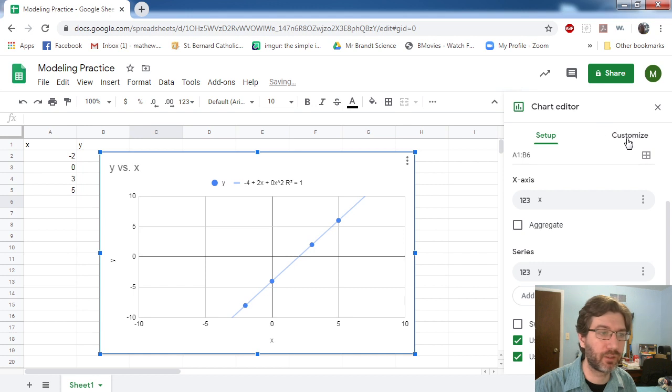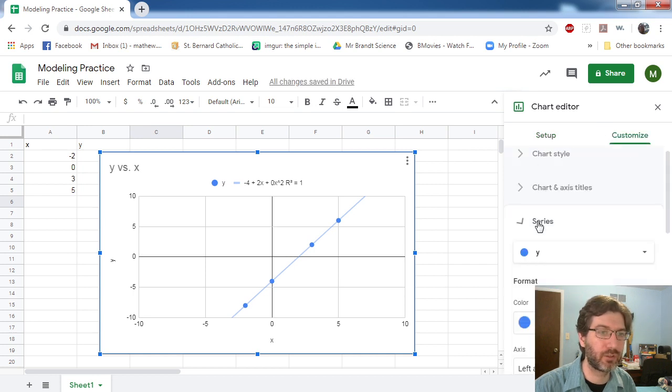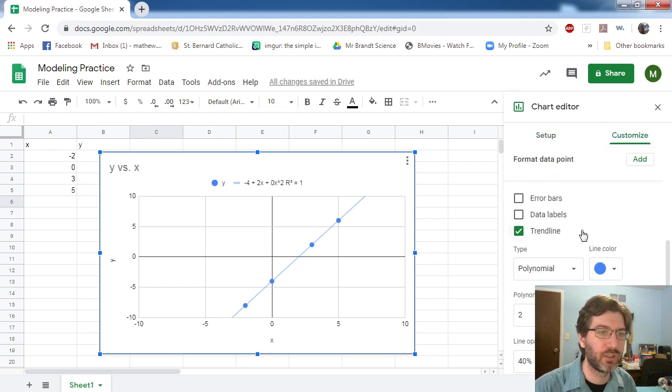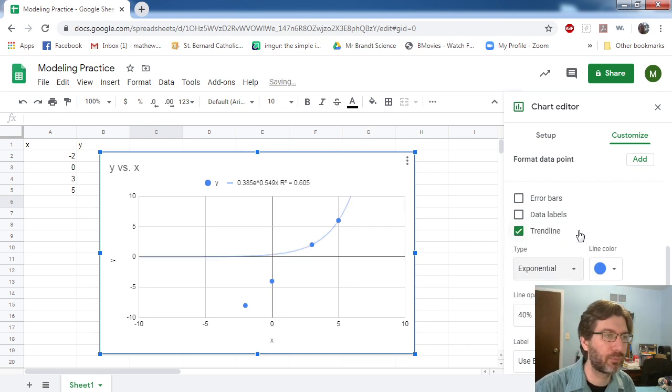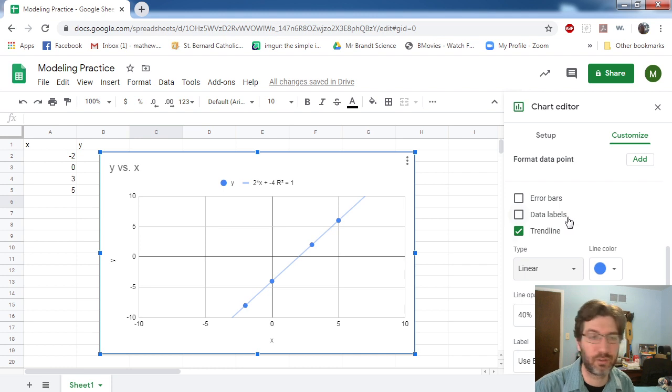But you can go back into your customize, you can go back into your series, you can go back and look at how well each of these fit. Exponential, not going to fit too much. You see how it's trying to make that curve going up. It does fit some though. However, this data doesn't fit well. Linear is going to fit really well because this looks like a linear equation.